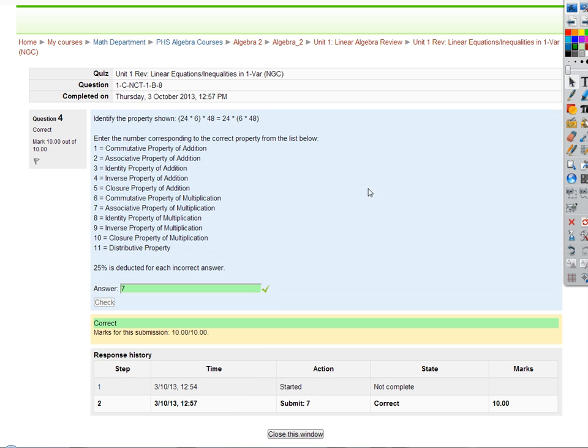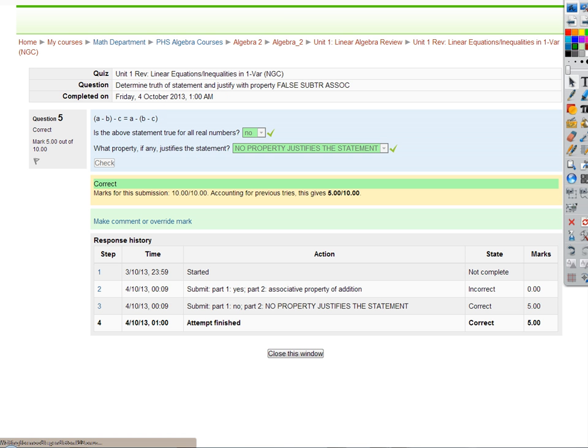Okay, what else? Okay, same kind of thing. That's another one that was commonly missed, just knowing those properties.